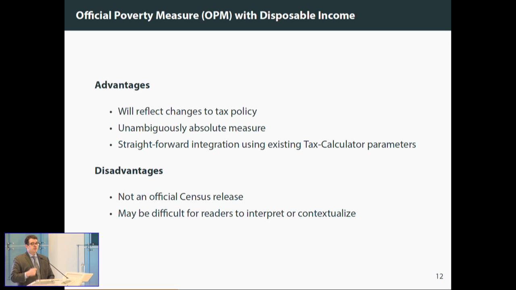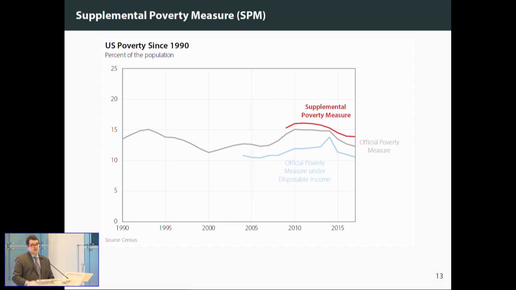So in terms of the people reading or consuming your work, it might be difficult to interpret or contextualize this, I don't want to say made-up measure. It is made up. It's made up for good reasons, for rigorous reasons, but they may not have the context to be able to interpret the policy impacts that you're conveying in your paper. So the third measure that I look at is the supplemental poverty measure. Now, the issues with the official poverty measure have been well known for a long time.